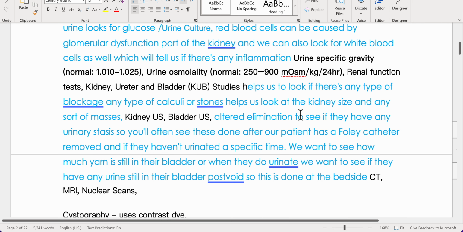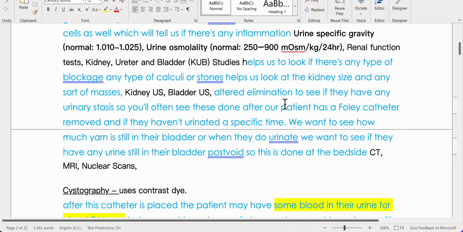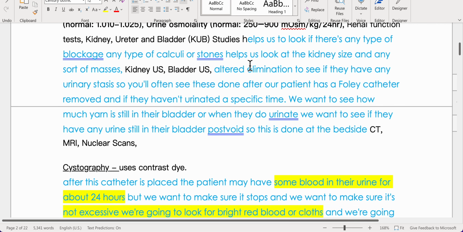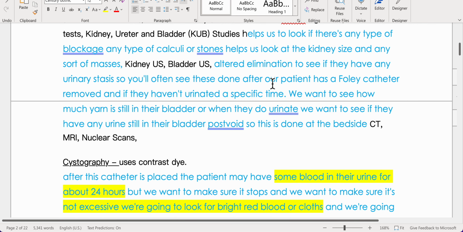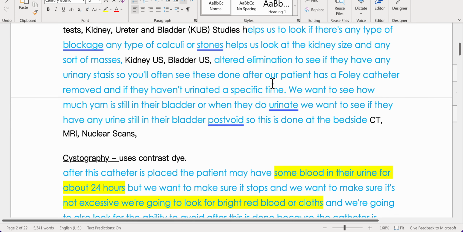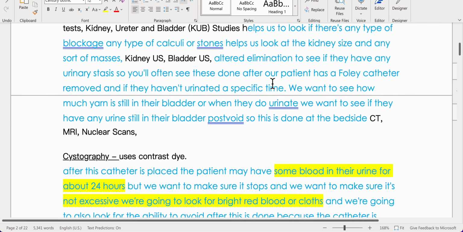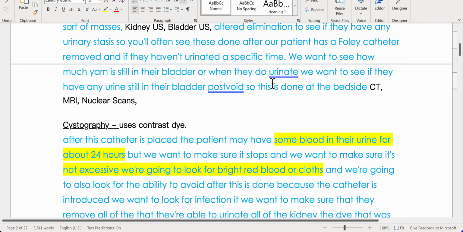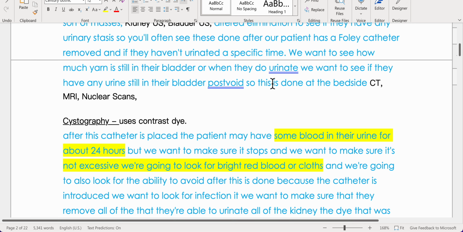mOsm/kg/24 hr. Renal function tests include KUB, kidney, ureter and bladder studies, which help us look for any type of blockage, calculi or stones, and help us look at kidney size and any masses. Kidney US and bladder US look for altered elimination and urinary stasis. You'll often see these done after a patient has a Foley catheter removed and they haven't urinated within a specific time.